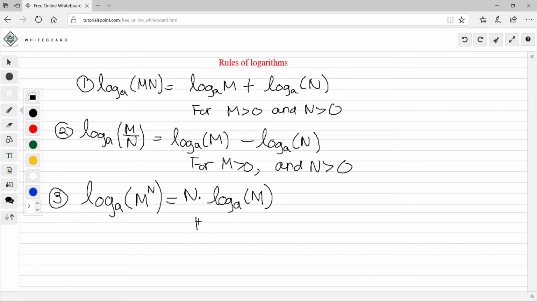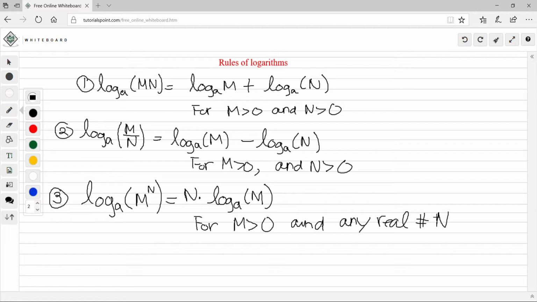For m, it must be greater than 0, and n has to be any real number. So you can have a negative number as well for n, only for n. So n could be a fraction, a positive number, or a negative number, as long as it's a real number.